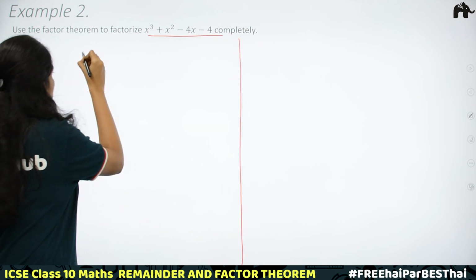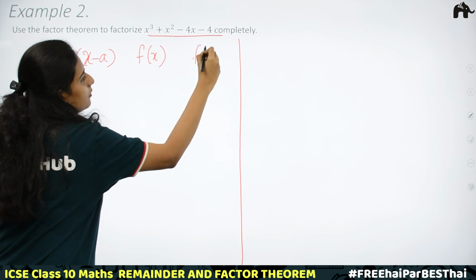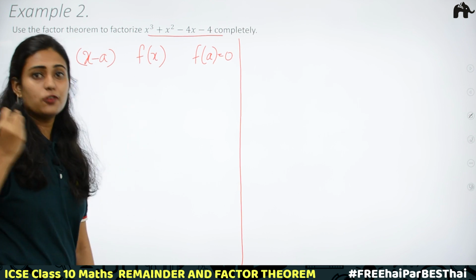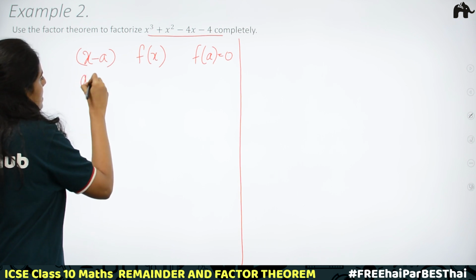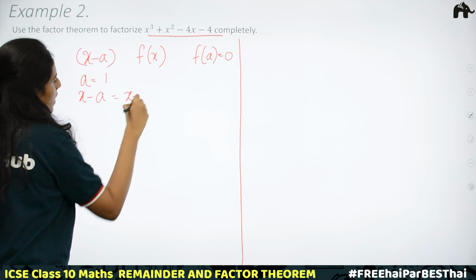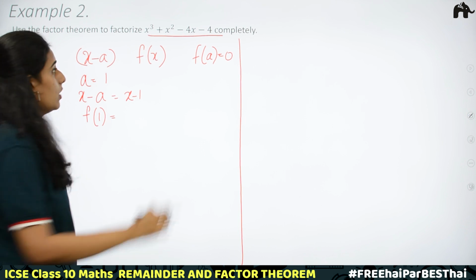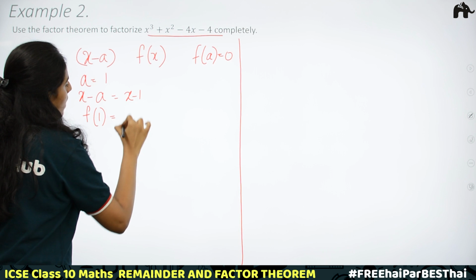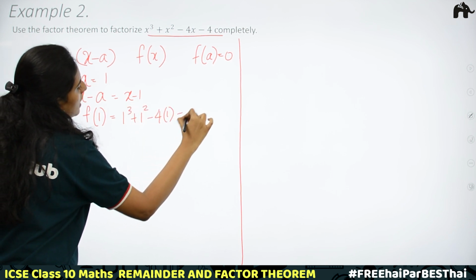We know that x minus a is a factor of f of x if f of a is equal to 0. Okay, let us take some values for a and check if f of a we are getting 0. When a is equal to 1, x minus a will be equal to x minus 1. Let's see what f of 1 is. F of 1 is equal to, put value 1 wherever you find x. 1 cube plus 1 square minus 4 into 1 minus 4.